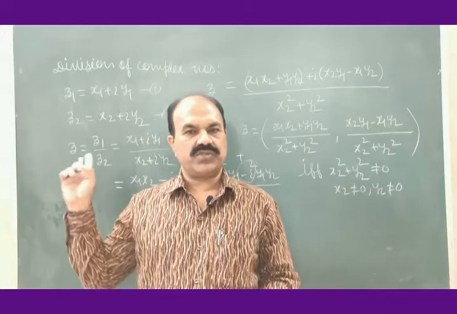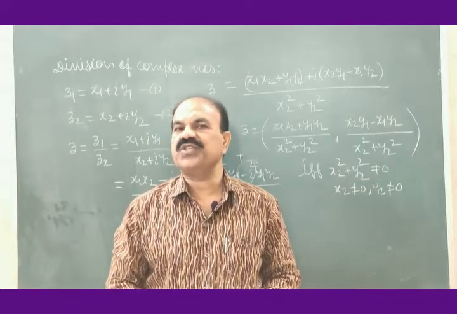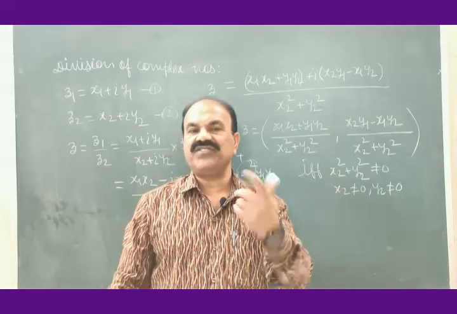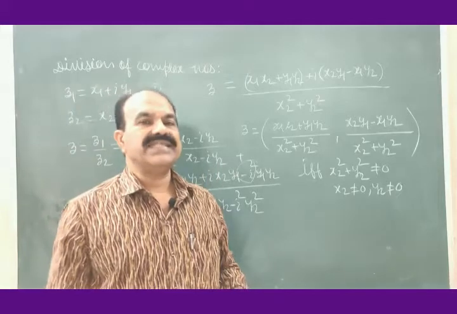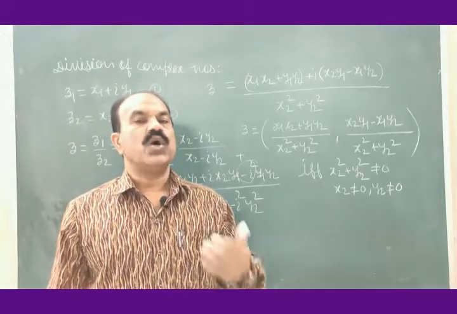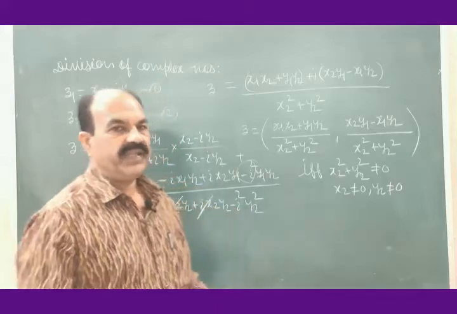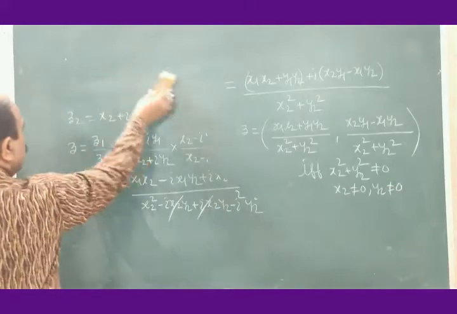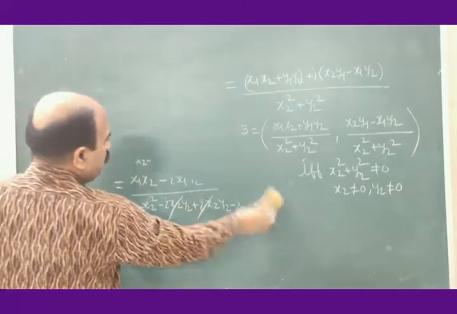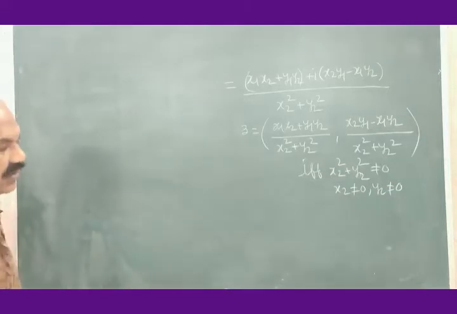Let us work out one or two problems on quotient or division of two complex numbers. After that, in the next lecture, we shall go for the last algebra, that is conjugate complex or complex conjugate of a complex number. Till then, let us solve one or two problems on quotient or division of complex numbers.